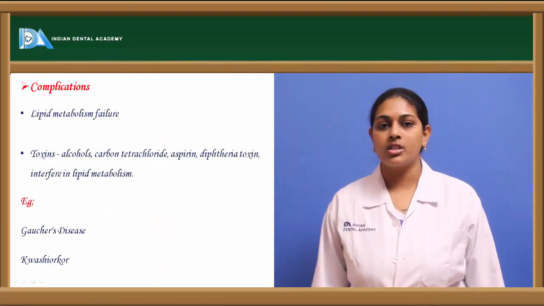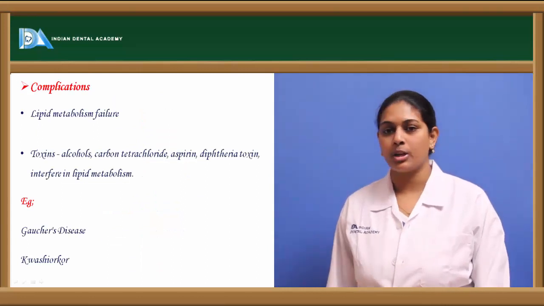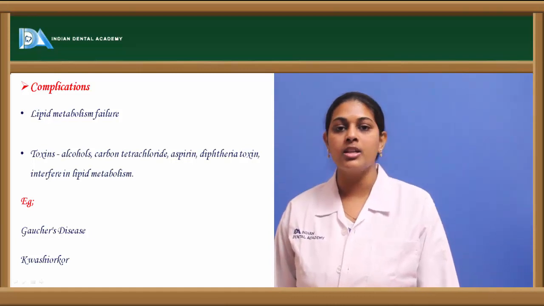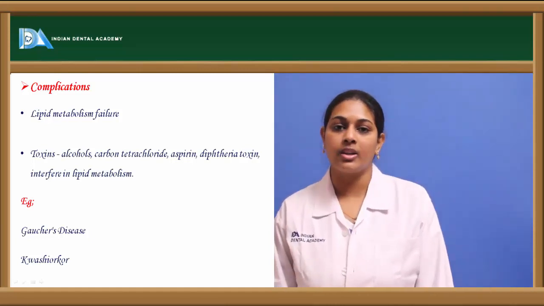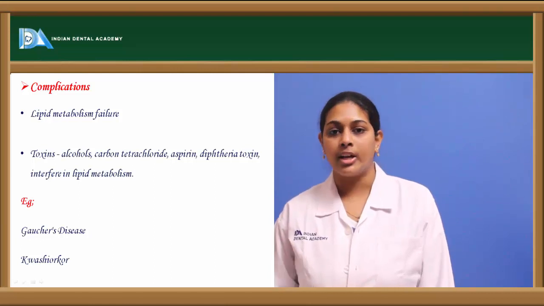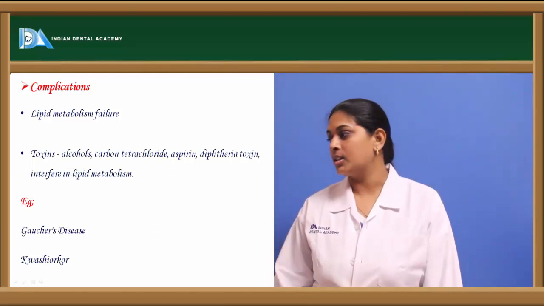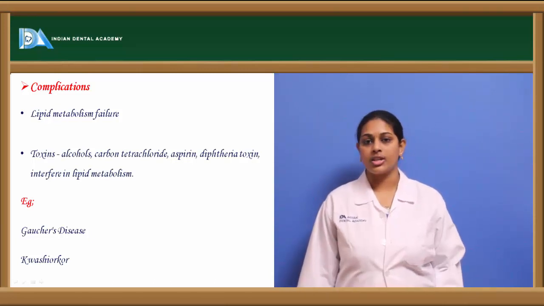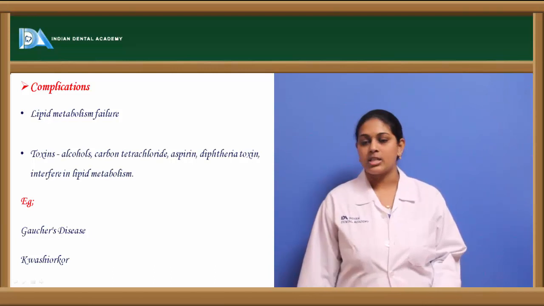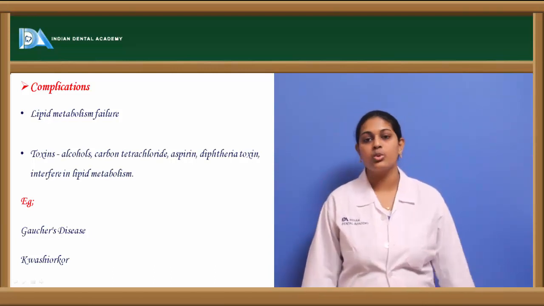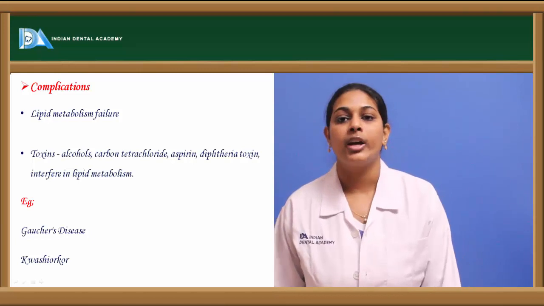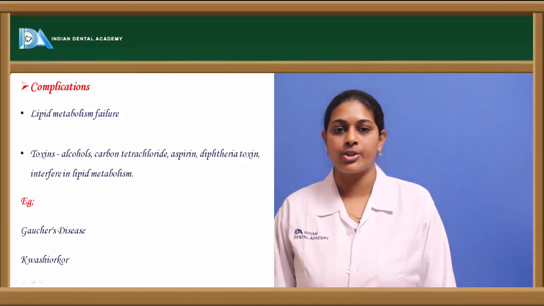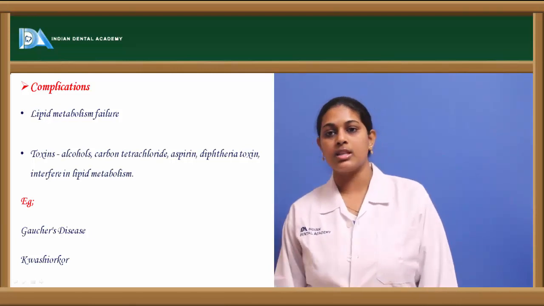So the complications associated with steatosis are lipid metabolism failure. That is, the already present lipid is not being utilized, or there's a failure in the utilization of the lipid which is already present, or otherwise a failure in the elimination of unnecessary lipid. This constitutes a lipid metabolism failure. Then there are also toxins such as alcohol, carbon tetrachloride, aspirin, diphtheria toxins, and other toxins which interfere with lipid metabolism, that is the removal from the body, thereby resulting in increased accumulation of this lipid and a condition known as steatosis.